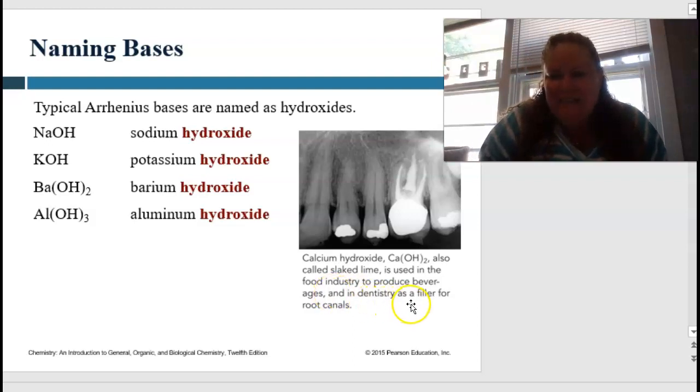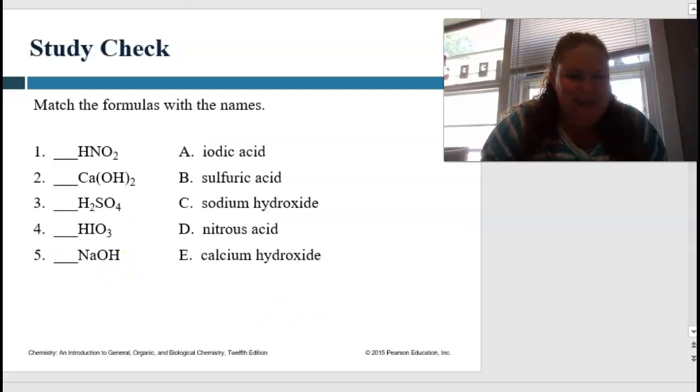Beverages, and in dentistry as a filler for root canals. All right, so here is a little study check for you. Pause me and come back.